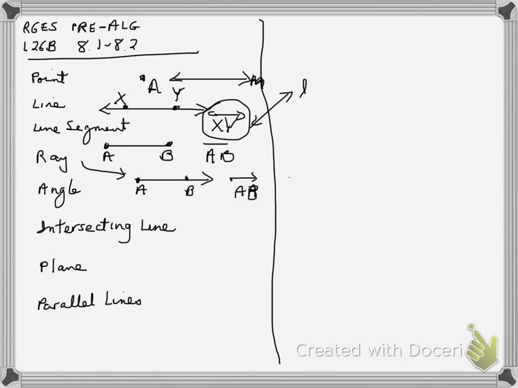An angle is we have an endpoint and two rays coming off the endpoint. This endpoint is called the vertex. This would be vertex A. And we would call it angle.